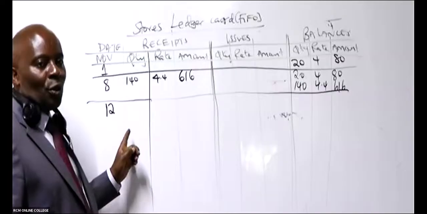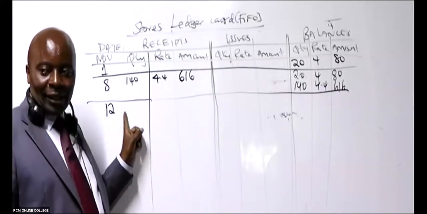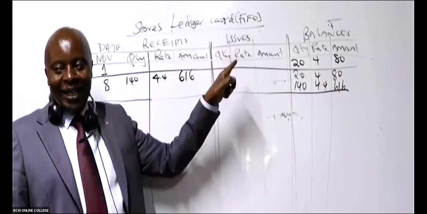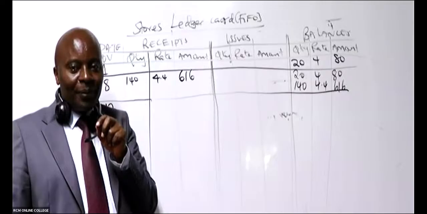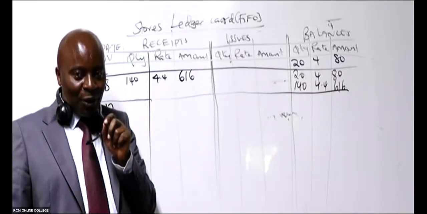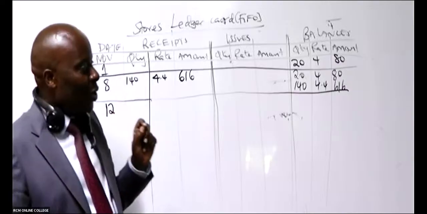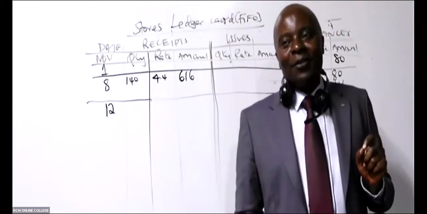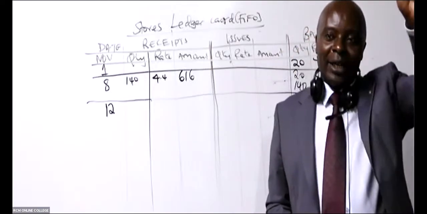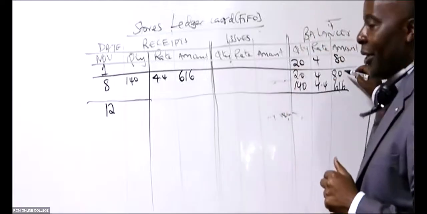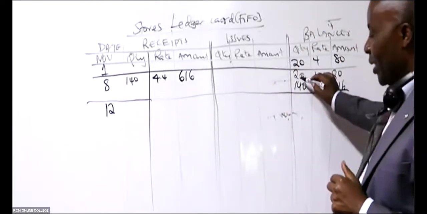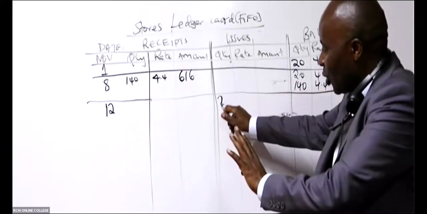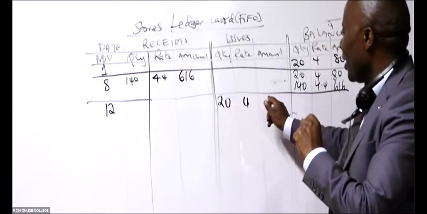So where do I write that issue? Here, right? Wrong. Issue is here. And how many do we issue? 80, right? Can we issue 80 at once? No, remember, we have a policy we are using. The policy is FIFO. FIFO is the oldest first. So which is the oldest batch here, somebody? The one with 20 units. So you issue your oldest batch first until it is finished. So I'll issue 20 at 4, giving me 80.